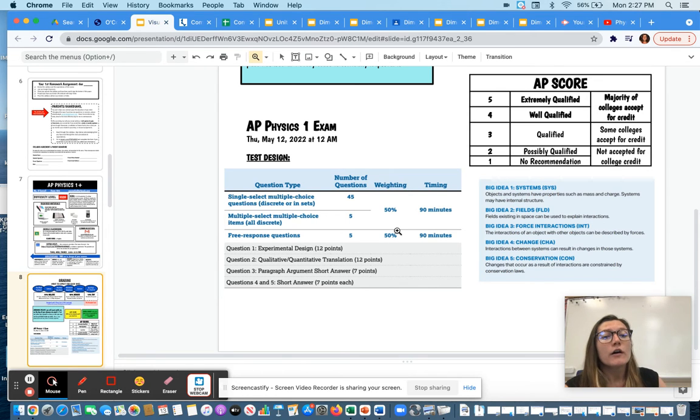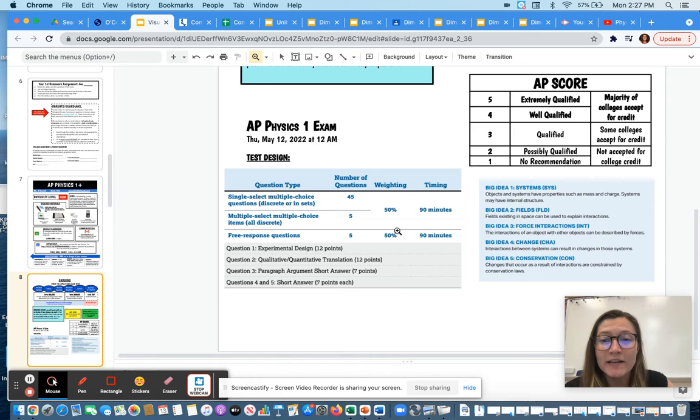Okay, so AP1 exam. The exam itself is 3 hours long, so very long. There are 2 general sections, but 3 general types of questions that are on the test. So for the AP1 exam, there's 45 multiple choice questions, and then there are 5 questions in which 2 answers within those multiple choice are correct. Both must be selected in order to get the points.